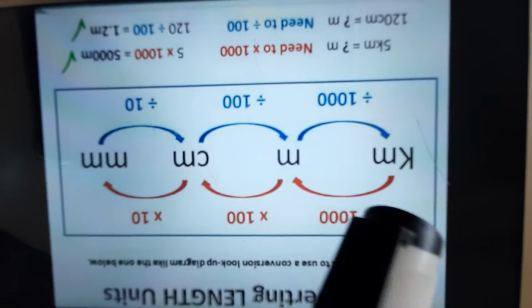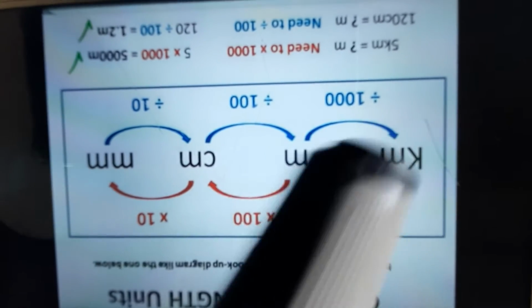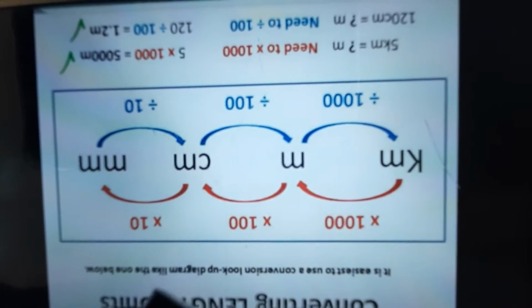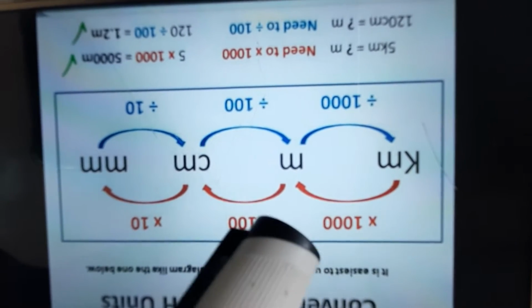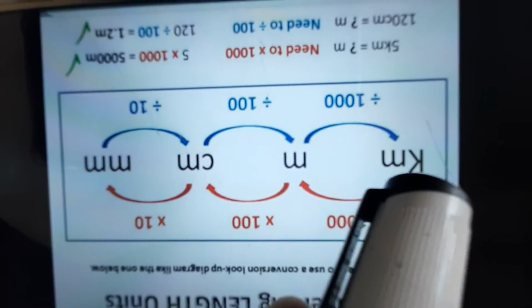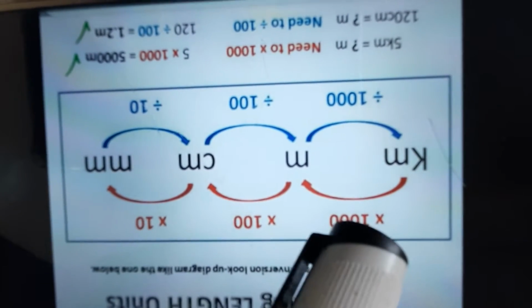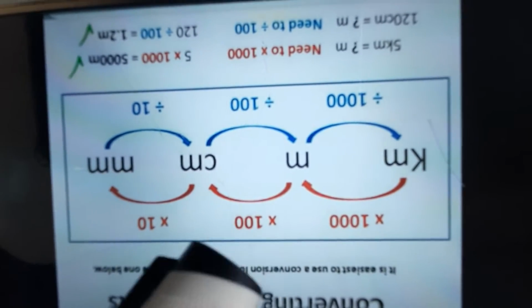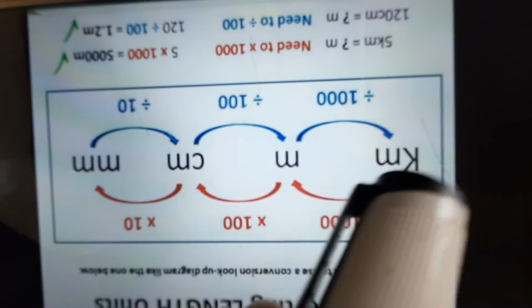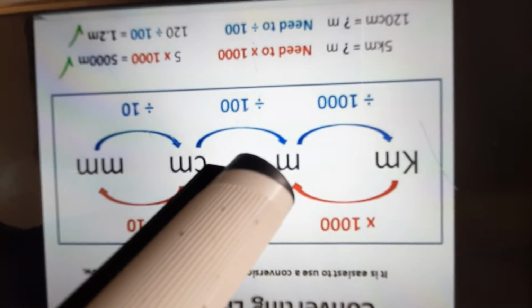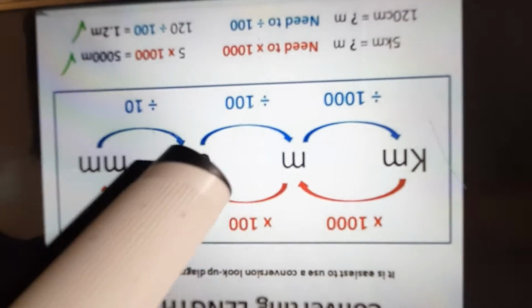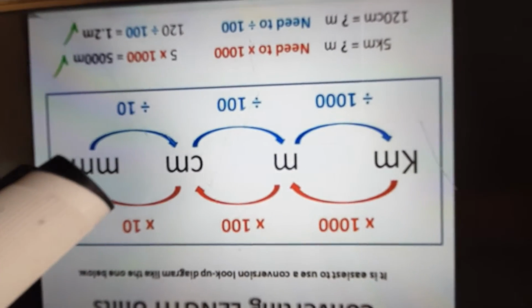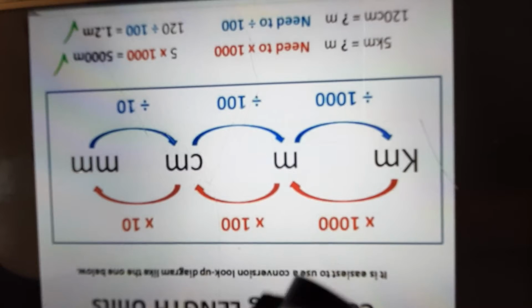Okay, now look at these red arrows. If you move from kilometer to meter, means bigger unit to smaller, then the number will get multiplied. 1 kilometer is equal to 1000 meter, 1 meter is equal to 100 centimeter, and 1 centimeter is equal to 10 millimeter. And you can learn in this way.